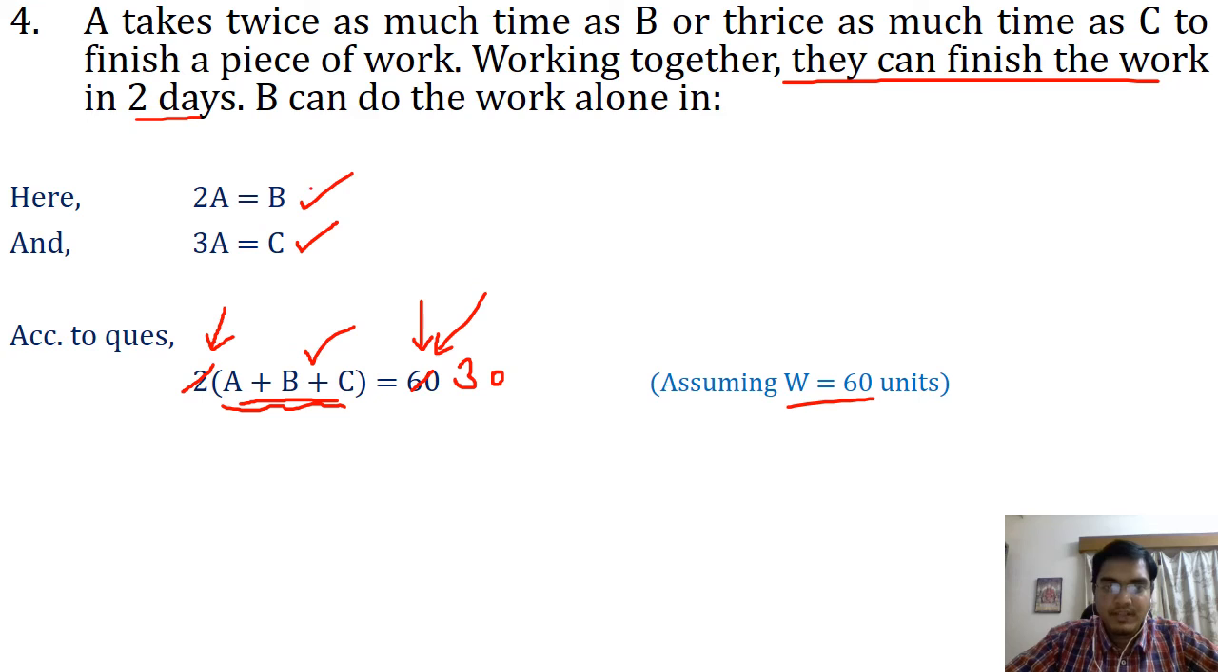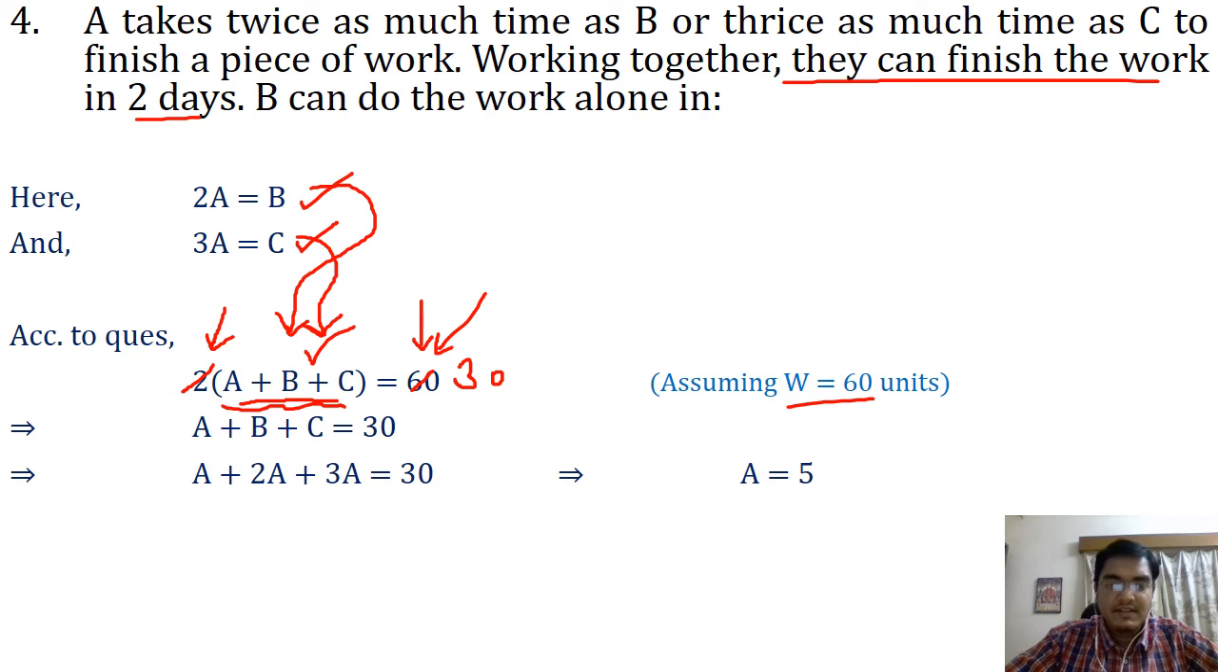So now putting the value of B and C, what equation can we write? We can write A plus 2A plus 3A, right? B equals 2A and C equals 3A. So we get A plus 2A plus 3A equals 30. We get 6A equals 30. So A equals 5.